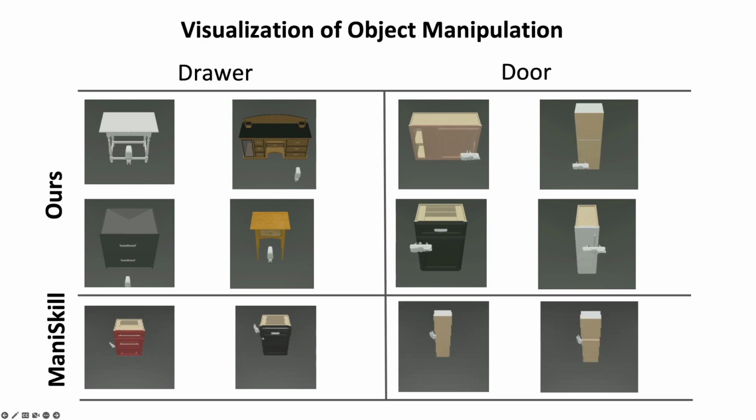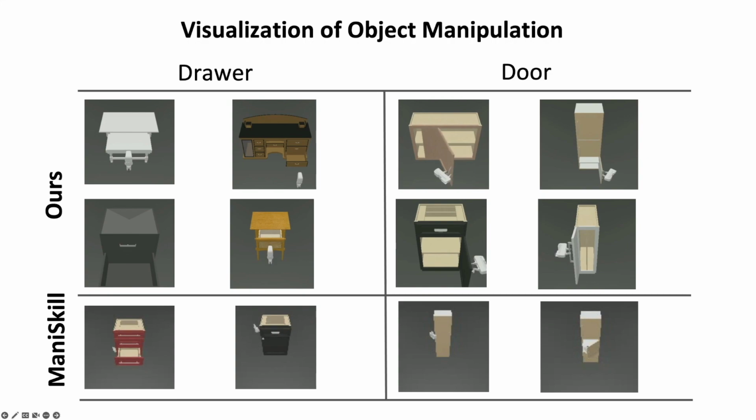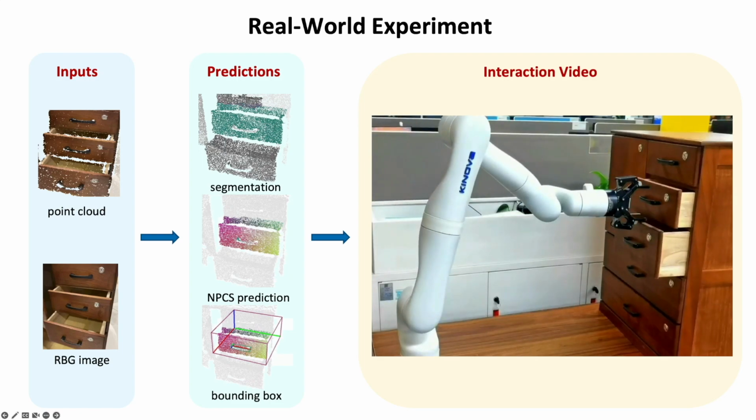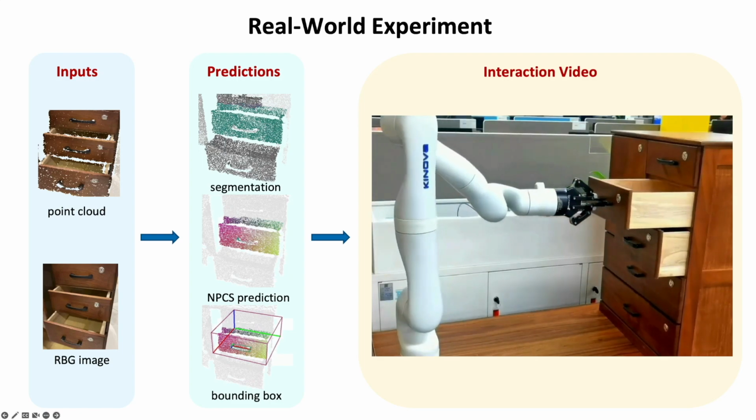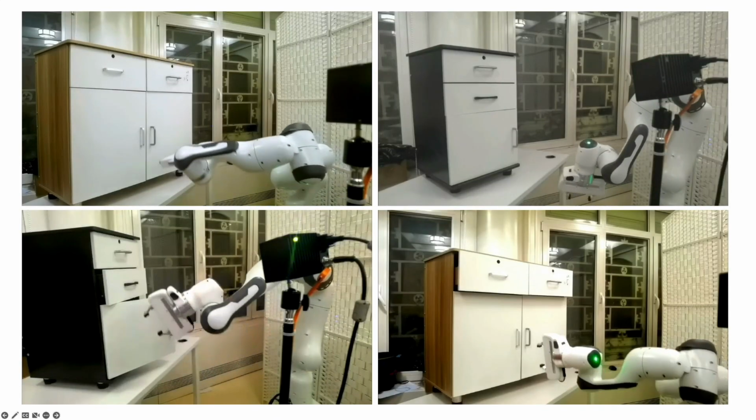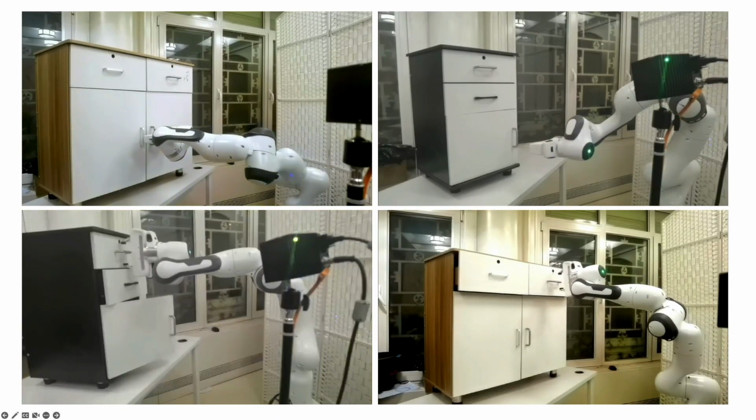Here we visualize the interactions and show that our method enables more human-like interactions, while the RL algorithm from the ManiSkill benchmark often tries to open a door or a drawer by prying and rubbing the edge of the door or drawer instead of utilizing the handle. We further examine our method in a real-world experiment and show that our method is robust to the domain gap and thus can generate reliable part segmentation and pose predictions, and finally succeed in manipulating parts from novel objects.